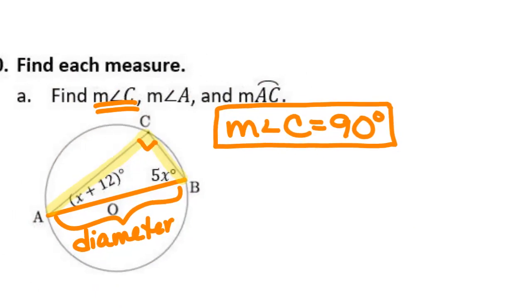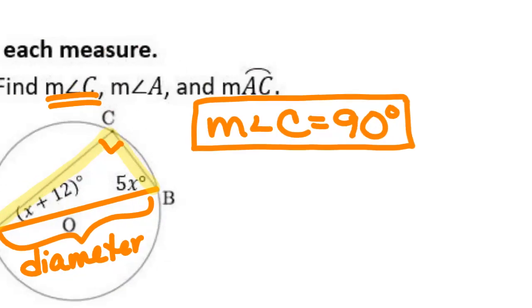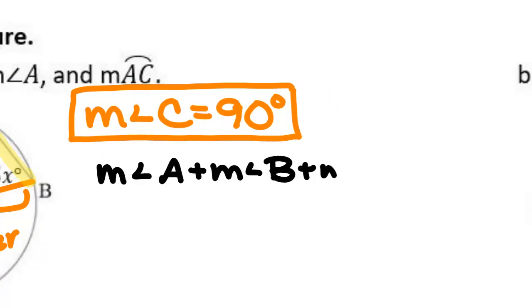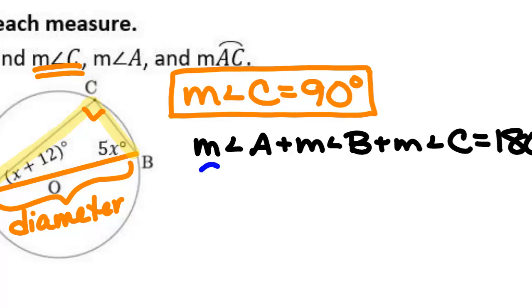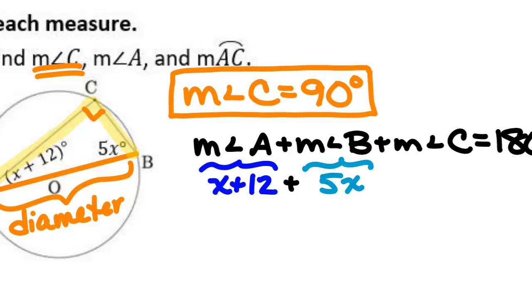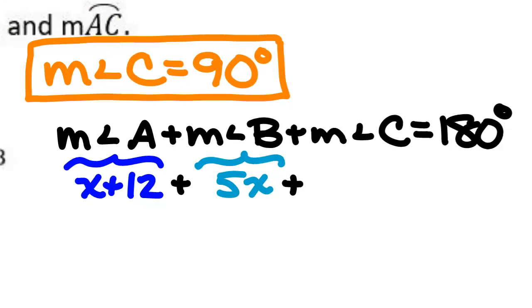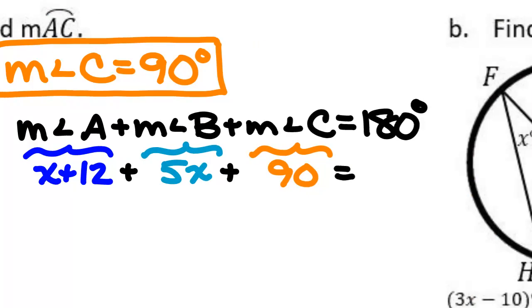Then they want me to find the measurement of angle A and the measurement of arc AC. Well, I know that the measures of angles A plus B plus C have to add up to how much? Has to add to 180, yes. Angle A is x plus 12. Angle B is 5x. Angle C is 90. When I add all that together, I get 180.